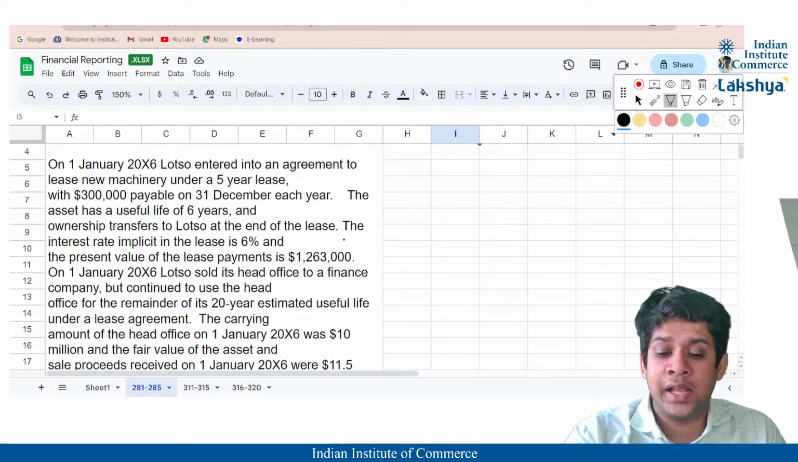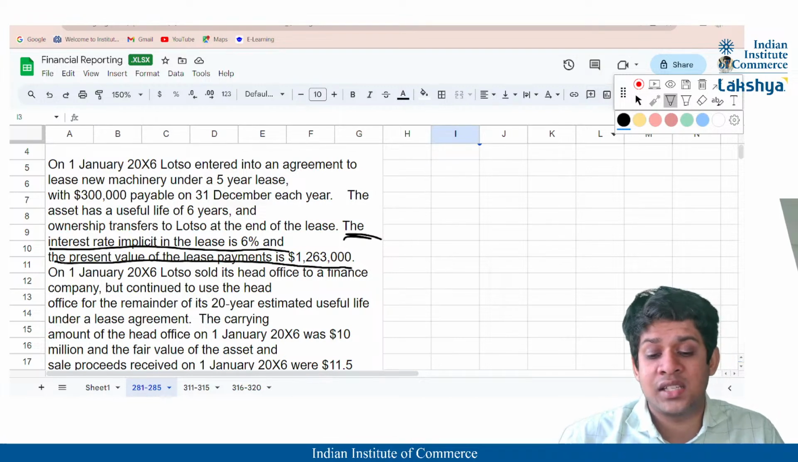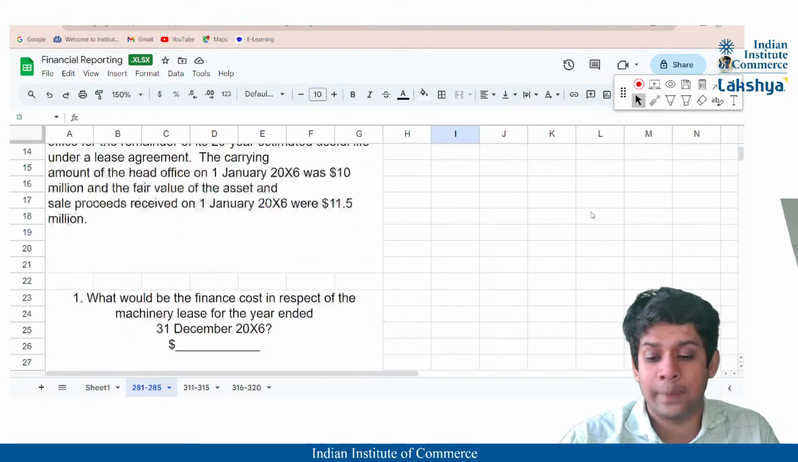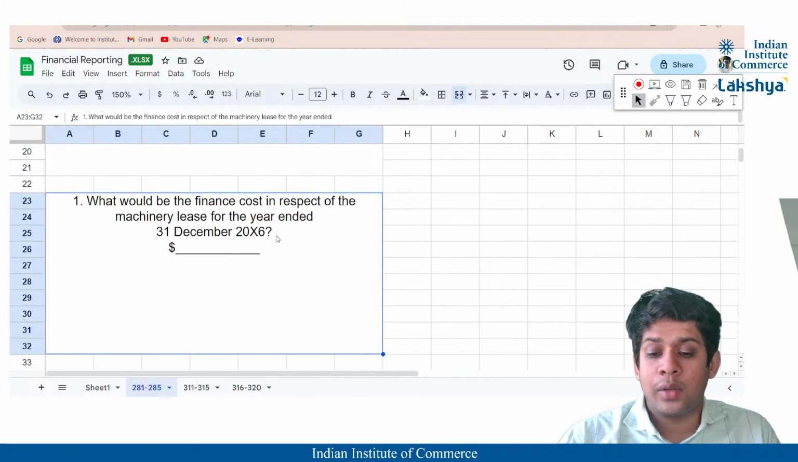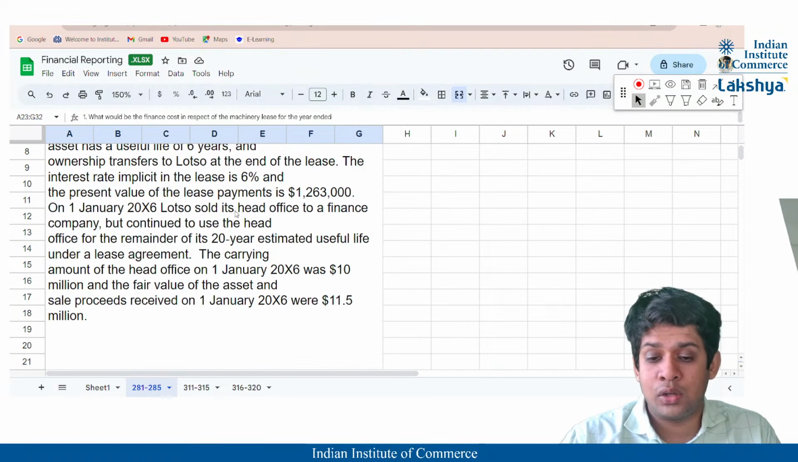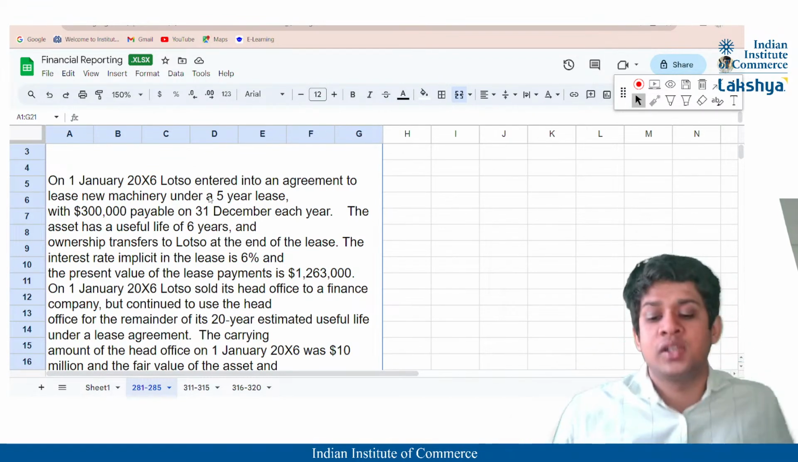Then what else are they saying? The interest rate which is implicit in the lease is 6% and the present value of the lease payments is 12 lakh 63,000. Okay. This is the second part, so I'll ignore this part as of now. If there is any question related to the first part, let us look at that. Okay, what is the finance cost in respect of the machinery lease for the year ended 31st December 2016, right? So this was the machinery lease. It is related to the first part.